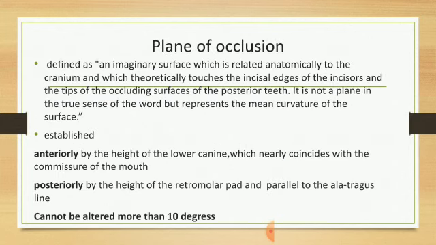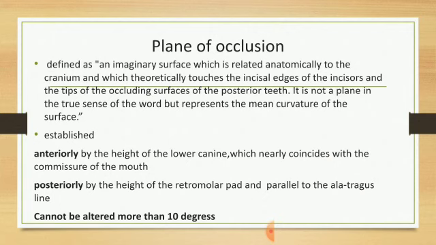Third is plane of occlusion. It is defined as an imaginary surface which is related anatomically to the cranium and which theoretically touches the incisal edges of the incisors and the tips of the occluding surfaces of the posterior teeth. It is not a plane in the true sense of the word, but represents the mean curvature of the surface.